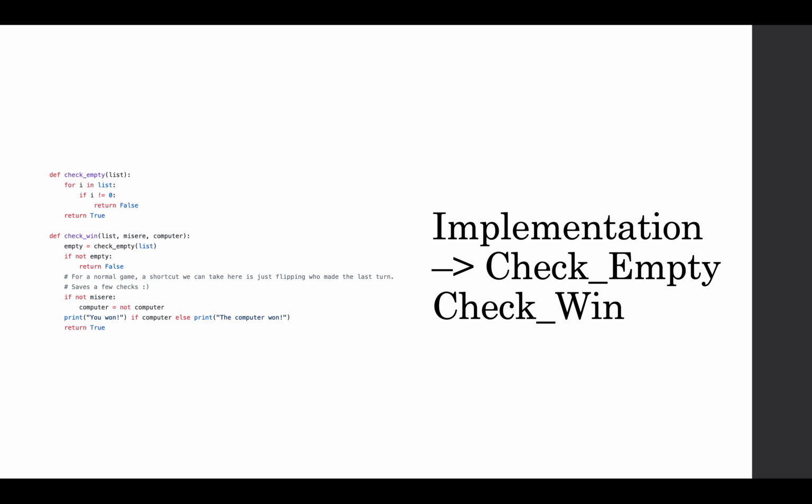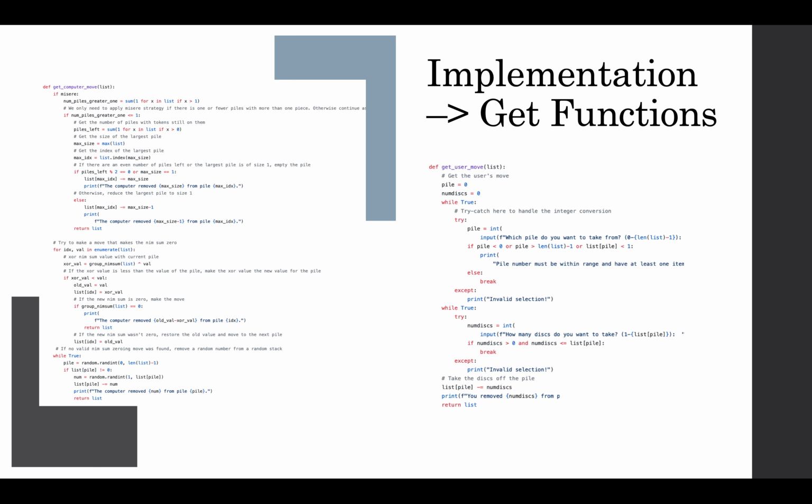So the check empty function. The check empty function uses a for loop to cycle through elements in a list. If any of them are not 0, then we return false. Otherwise, we return true. To check if we're in a winning state, we use the check win function. This function calls the check empty function to see if the board is empty. If it isn't, then we return false. If it is, then someone has won. After checking whether the game is a Misère game and whose turn it is, we return the appropriate result.